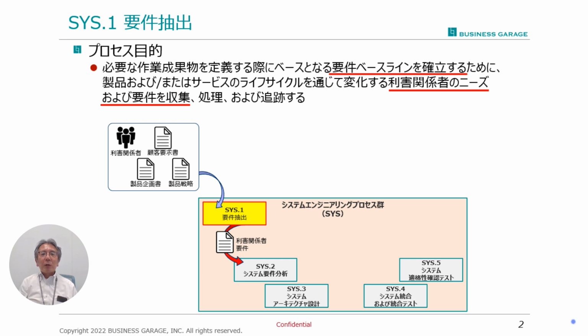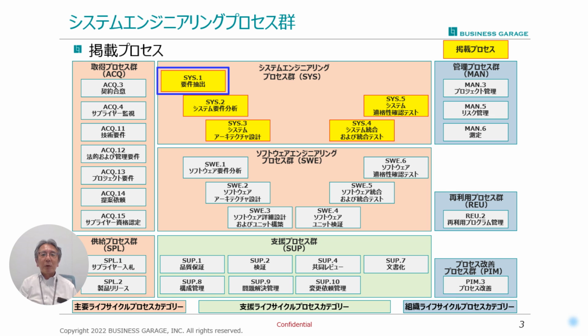The purpose of SIS1 Requirements Elicitation process is to gather, analyze, and track evolving stakeholder needs and requirements throughout the life cycle of the product and/or service to establish a set of agreed requirements. This is essential for establishing the requirements baseline, which serves as the foundation for defining the necessary deliverables. The key point here is to gather and establish the stakeholder needs and requirements to set up a solid requirements baseline. SIS1 Requirements Elicitation process belongs to the System Engineering Process Group within the Automotive SPICE framework.